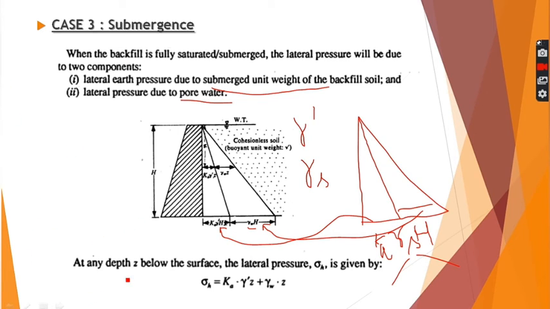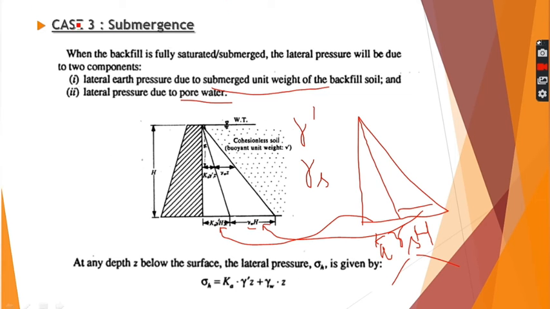So if you are having a case of submergence, lateral earth pressure will be triangular, but there will be two triangles here, not one triangle. So you need to find the PA of both these triangles and then the resultant of the whole. I will be giving you another lecture on this particular topic separately.